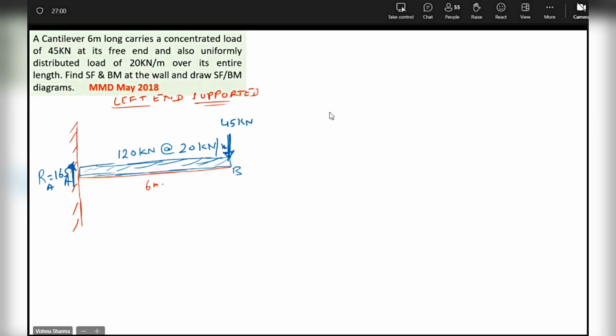Is that right? Any doubts? Okay. Now for the SF, if it was a beam, do you need to take any more points than A and B, or are A and B good enough, beta? If it was a beam, how many points would you have taken? Two, sir, A and B. So two are good enough. So I'll take two, right?